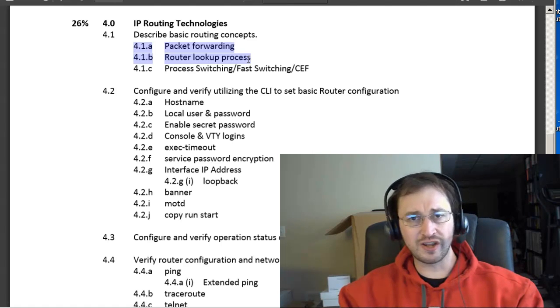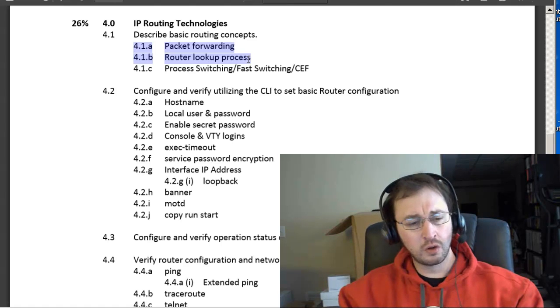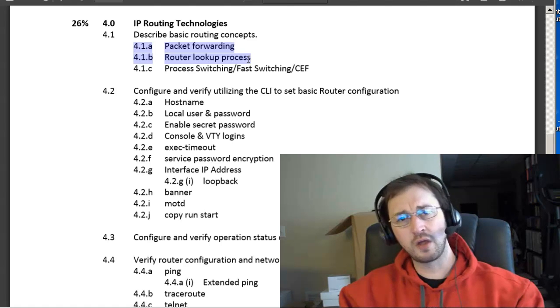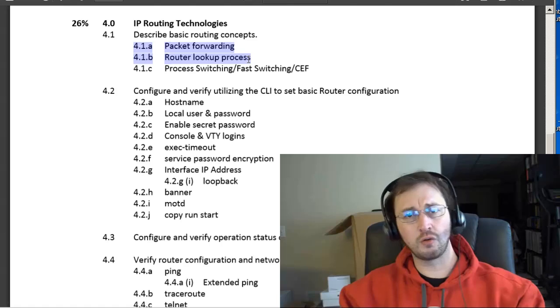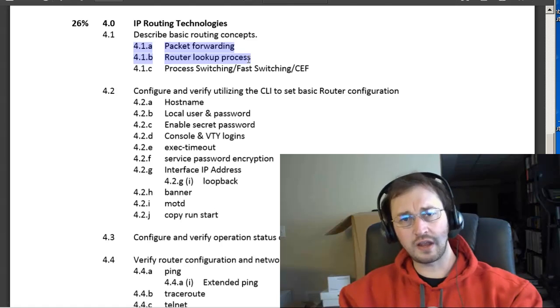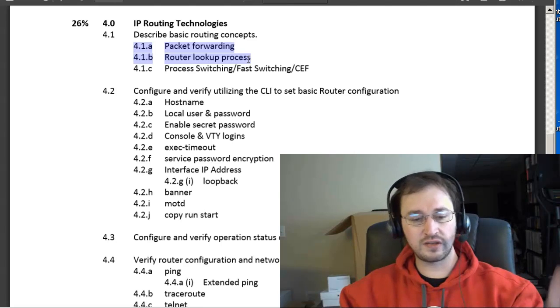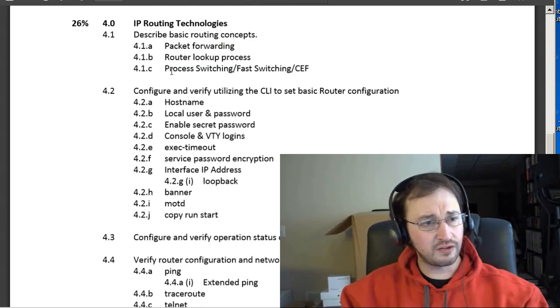Okay? When a router gets a packet, we're going to look at the destination IP address. We're going to then match that destination IP address as best we can with our routing table, and we're going to want to understand that process. So packet comes in, check the destination IP, do a routing table lookup, and then send the packet out the correct outgoing interface.